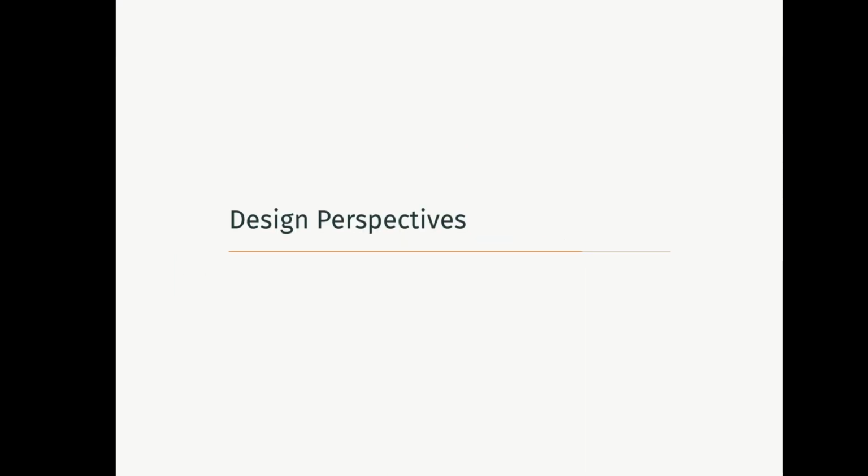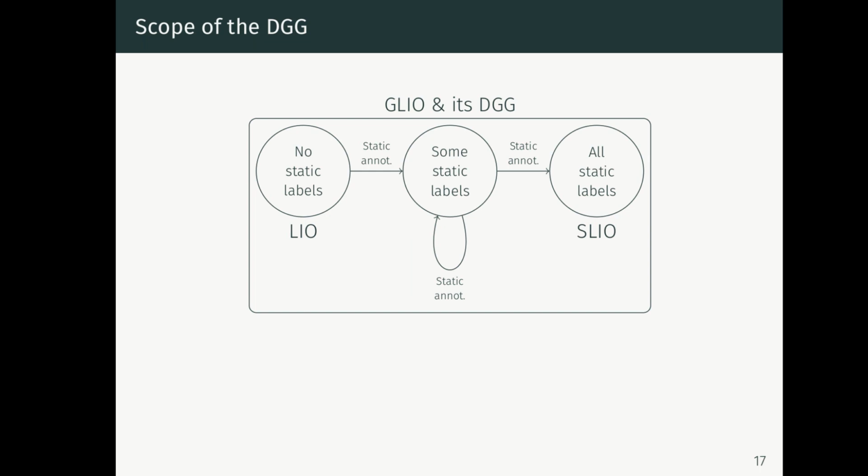I would like to end my talk with a few design perspectives. GLIO supports a workflow where you start with some LIO program, incrementally add in static label annotations, and eventually you might end up with a fully annotated program in SLIO that is free of dynamic type and secrecy errors. The dynamic gradual guarantee that we proved shows that this process is well behaved. The program does not change its behavior arbitrarily once you go from one side to the other.